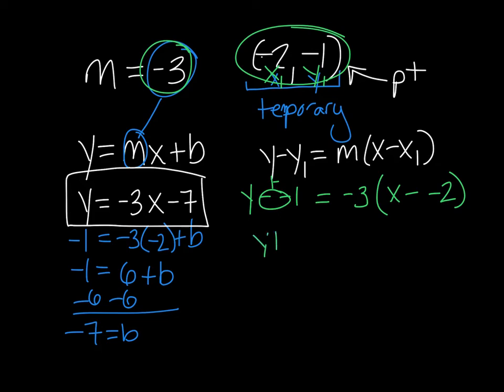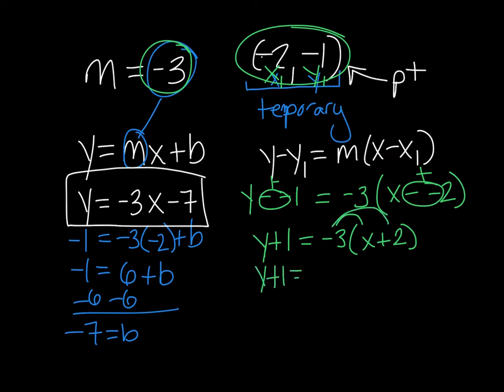So this would be y plus 1 equals -3, I have 2 negatives, that'll be a plus, x plus 2. Remember, whenever you have a bubble, we do that distributive property, the rainbow method. So we got y plus 1 equals -3x, negative 3 times 2 is minus 6.